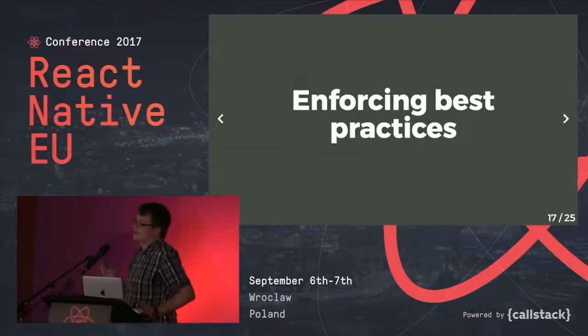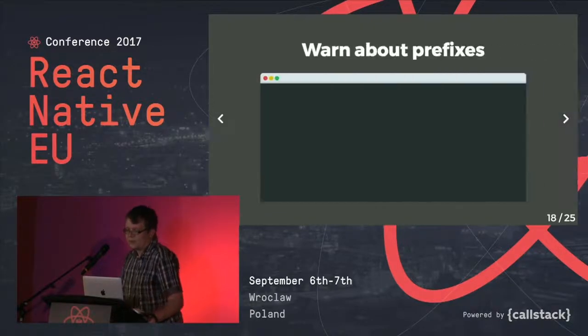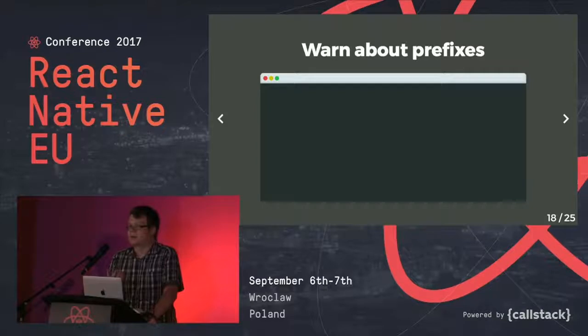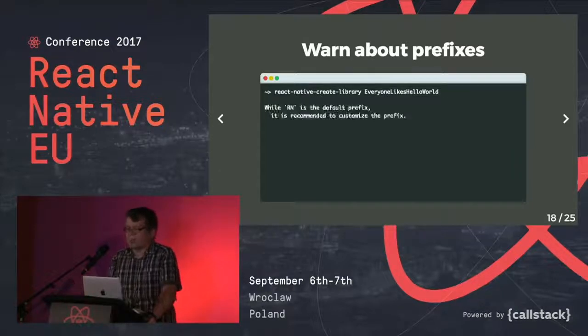Right. So the next thing that was important to me is that I wanted to enforce best practices when creating a module. There are two things that are actually quite small, but still important enough to me personally that I wanted to make sure they're part of the tool. Both of those things are related to the prefixes. You might have seen this message earlier when I was showing how to create a library: when you say React Native create library and then your library name, it will say it's going to use rn as a default prefix, but it's recommended to customize that.